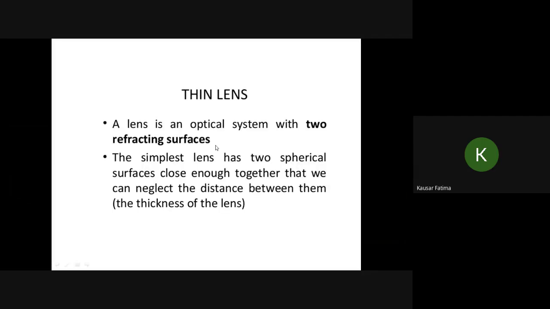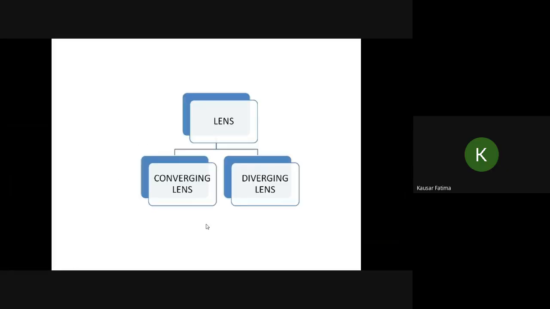So a thin lens is an optical system with two refracting surfaces. There are two surfaces which cause refraction of the light, and the path of the ray of light changes. The simplest lens has two spherical surfaces close enough together that we can neglect the distance between them, so the thickness of the lens can be neglected. A thin lens and a thick lens differ in performance for certain reasons, and we will study that difference later.